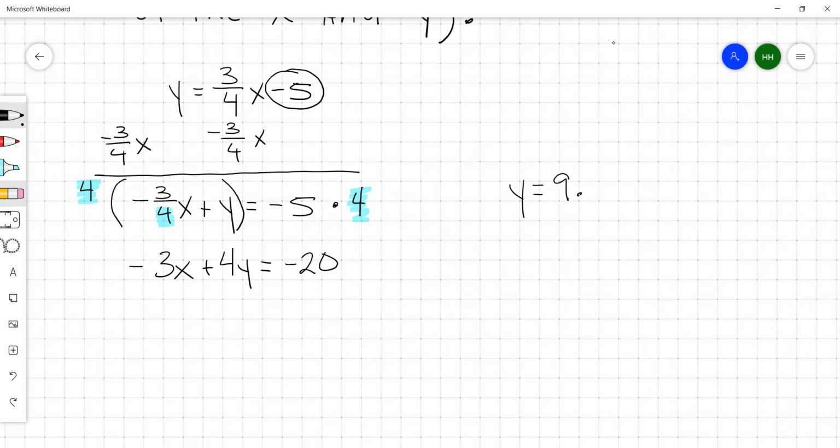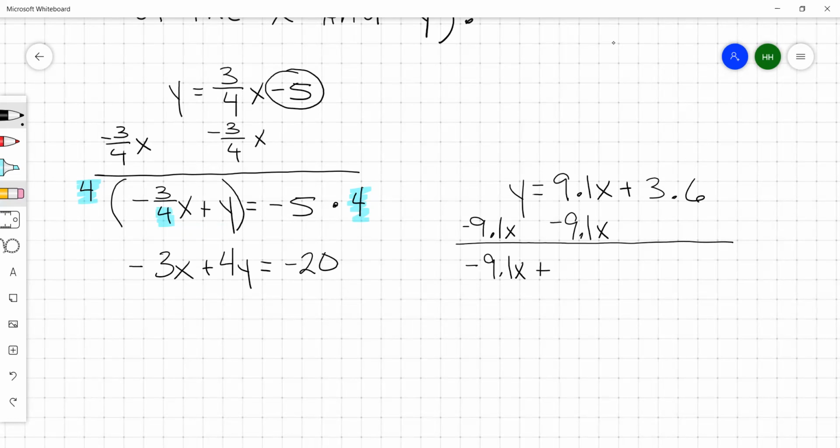All right, let's say you get something like y equals 9.1x plus 3.6. Now, this is in slope-intercept form again, so we're going to follow the same procedure. We're going to subtract 9.1x from each side. And on this left-hand side, we get negative 9.1x plus y equals 3.6.